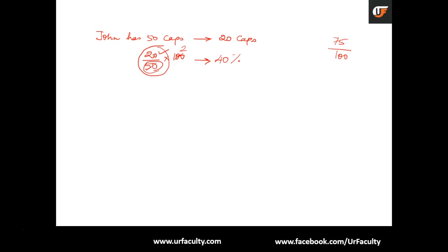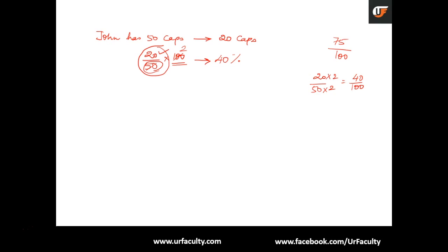This is what I explained in my previous slide in a different way, where I told you that for 20 by 50, I want to convert the base to 100. So I multiply by 2, I multiply by 2, and you get 40 by 100. Rather than multiplying numerator and denominator by a factor, the easiest way is to multiply by 100. I'll repeat it.